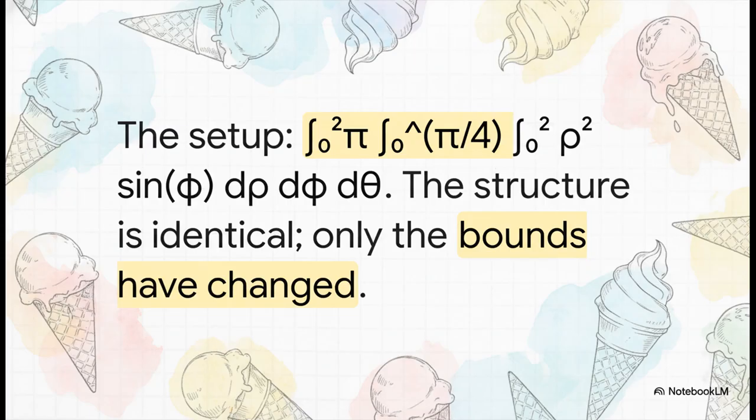And check this out, the setup looks almost identical to the sphere problem. The integrand, the order we integrate in, it's all the same. The only things that changed were the upper limits for rho and phi to perfectly describe our new ice cream cone shape. The rest of the process is exactly the same.